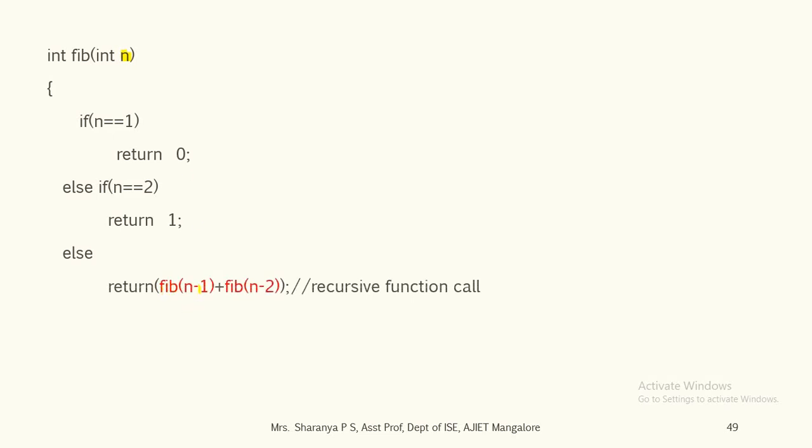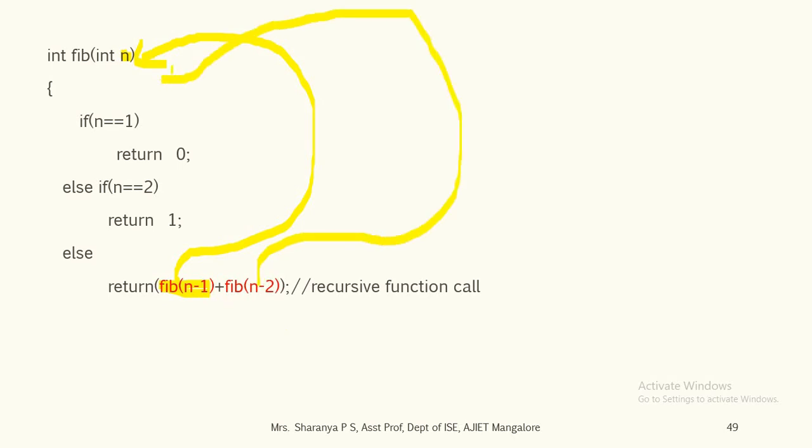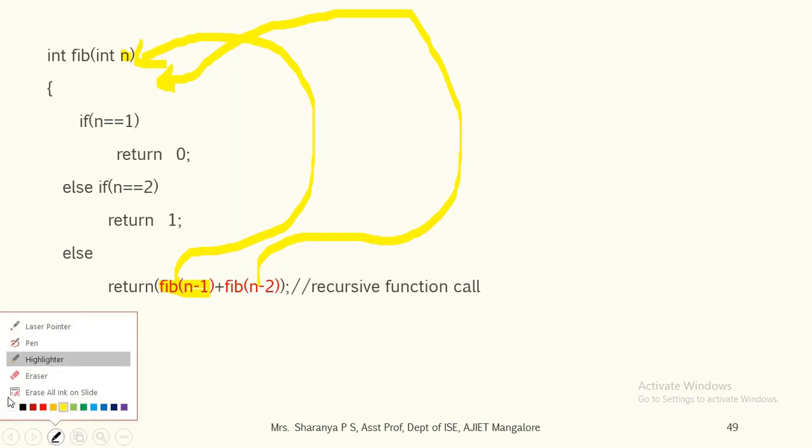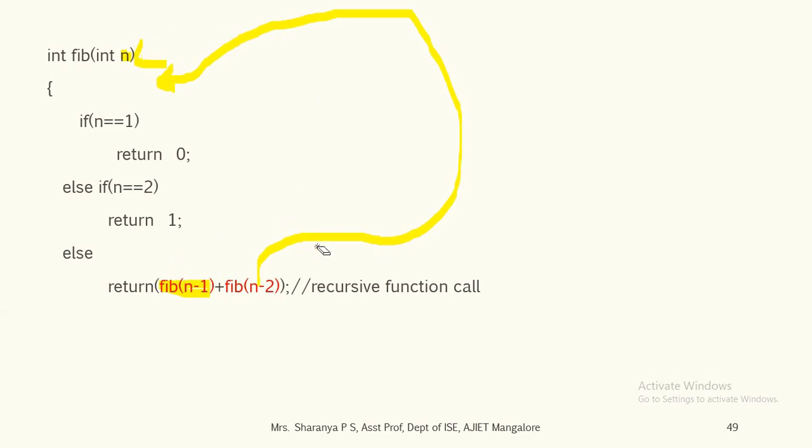Fib of n minus 1 plus fib of n minus 2. This is nothing but the recursive function. How will it work? Here fib is a function call. Once again, this is a function call which will be connected to the same function, plus this is also connected to the same function. This is how it is referred to as a recursive function. The same function is called from the fib function.